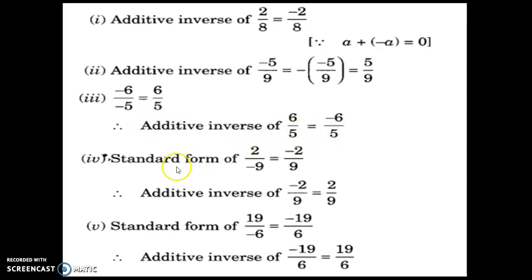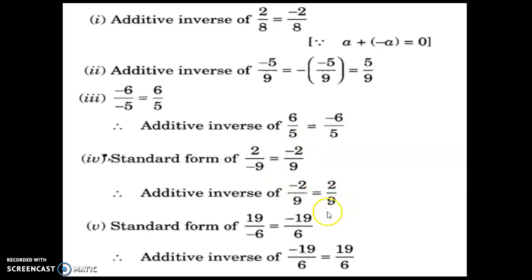Then coming to the fourth one, the standard form of 2 by minus 9. Actually, minus 9 is in the denominator, but for a rational number we usually take the minus sign in the numerator. That's why the standard form will be minus 2 by 9. Then the additive inverse of this number will be plus 2 by 9. We just change the sign to plus.